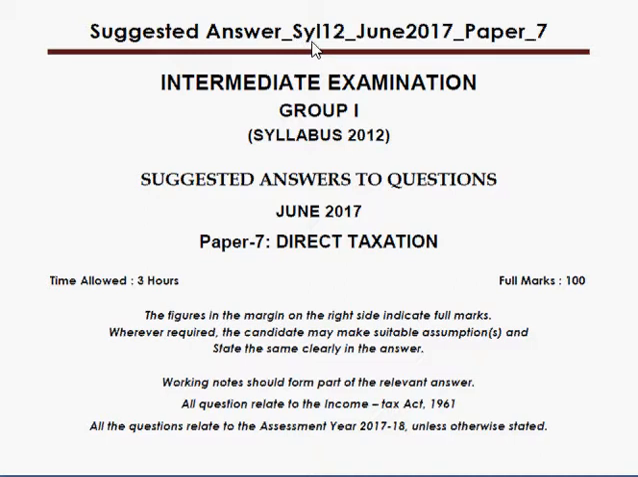So let's start the ICWA CMA direct taxation paper June 2017, as we will solve this. As you know, we'll start with the MCQ first, which will be of 20 marks as per the syllabus of 12. So let's start with the first.